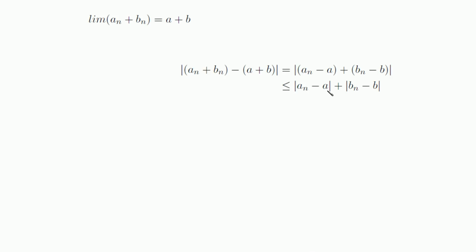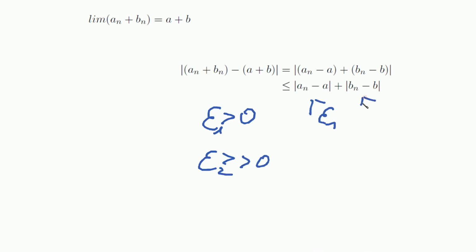Because a_n converges towards a and b_n converges towards b, we can find epsilon bigger than 0, or let's say epsilon 1 and epsilon 2 bigger than 0, such that they are greater than our individual terms. And we can do this because we suppose that our sequences converge.